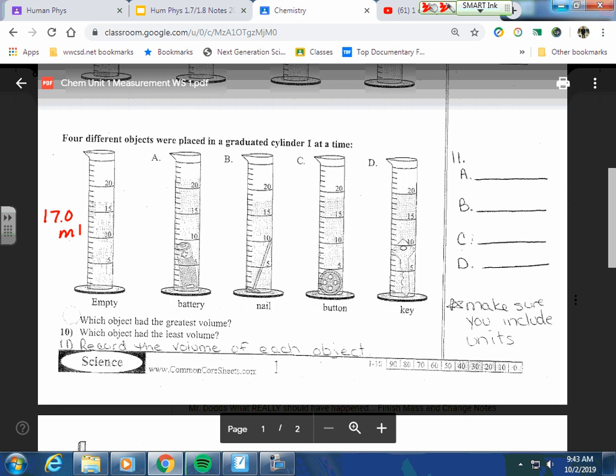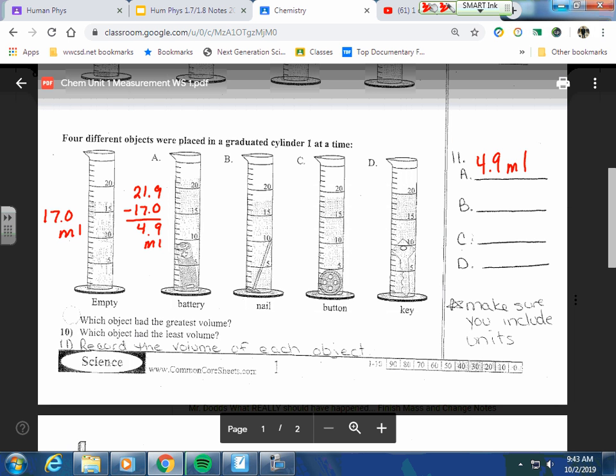All right. So then we take a battery and put the battery in, and now it goes up past 21, maybe almost to 22, maybe you said 22. I would say maybe it's just under 22, maybe 21.9. But maybe you said 22.0, whatever. If I take away the volume of the water before, the difference between those two should be the volume of the object that's in there. So if the water level went up 4.9 milliliters, that would be the volume of the battery.